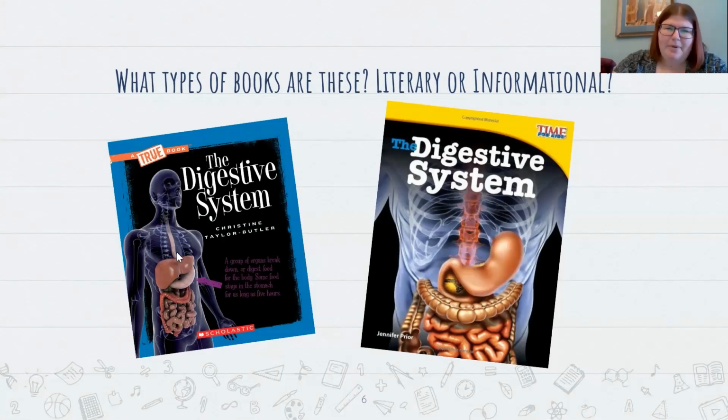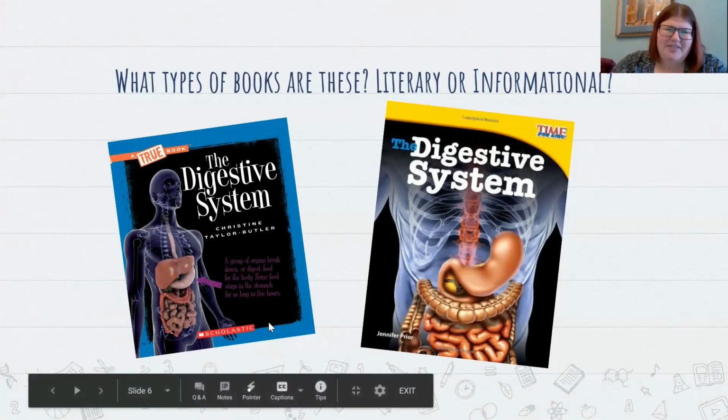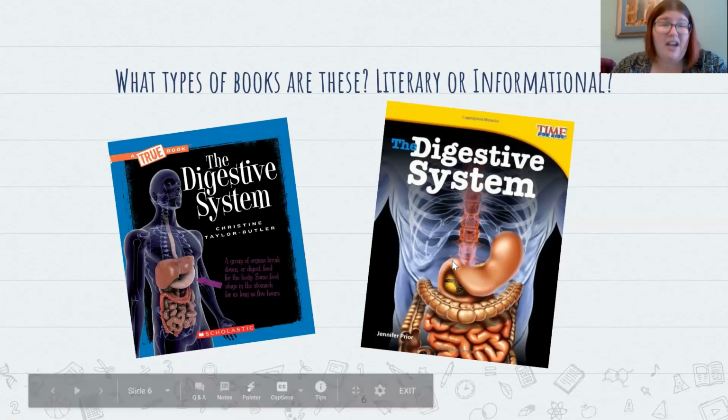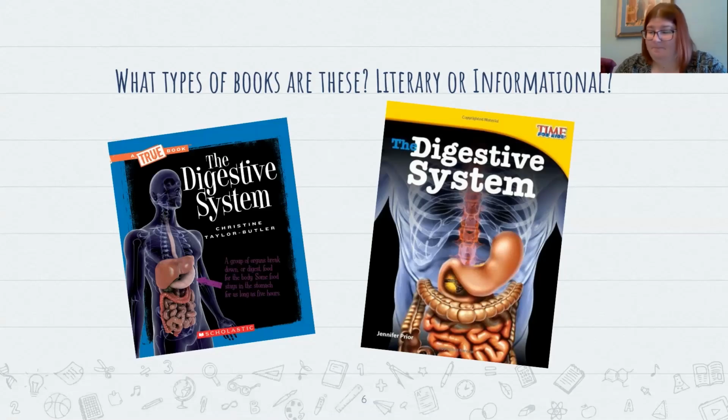So when I look at both of these, I already said I knew that the digestive system book, this blue one, was informational because it had real things. When I look at this digestive system book by a different author, I notice that it has kind of the same pictures, but in a different way on the cover here. I also see my rib cage here. So I'm thinking that these are informational because they're showing me real things. They're going to be giving me information about the digestive system.